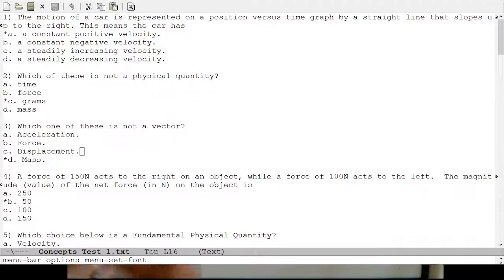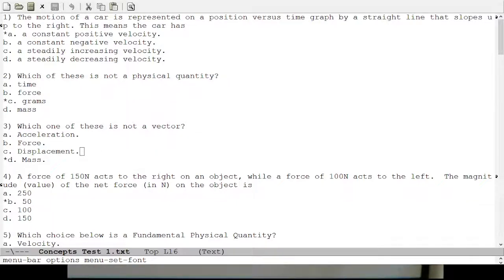So the next question is, which of these is not a physical quantity? If you remember, a physical quantity is a measurable property of matter. And so time is a physical quantity. Force is a physical quantity, mass is a physical quantity, but grams is a unit. Grams is a unit of mass. It's not a physical quantity, so the answer is grams.